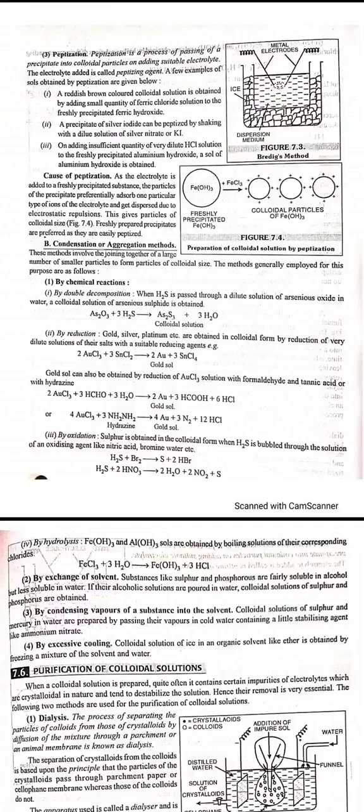Third one is by condensing vapors of a substance into the solvent. Colloidal solutions of sulfur and mercury in water are prepared by passing their vapors in cold water containing a little stabilizing agent like ammonium nitrate. Fourth one is by excessive cooling. Colloidal solution of ice in an organic solvent like ether is obtained by freezing a mixture of the solvent and water.